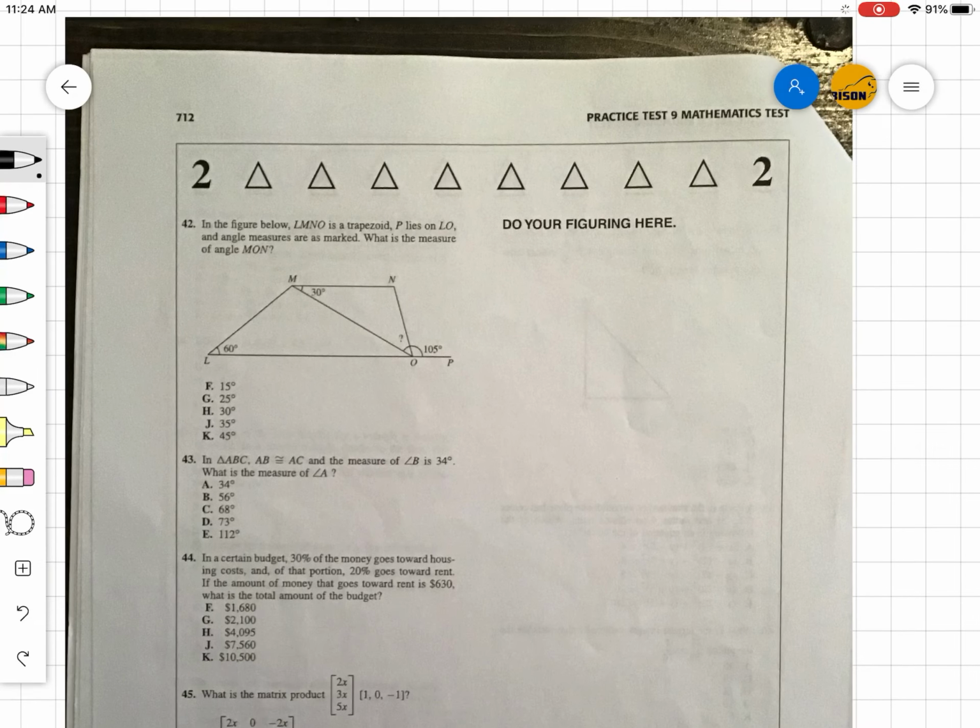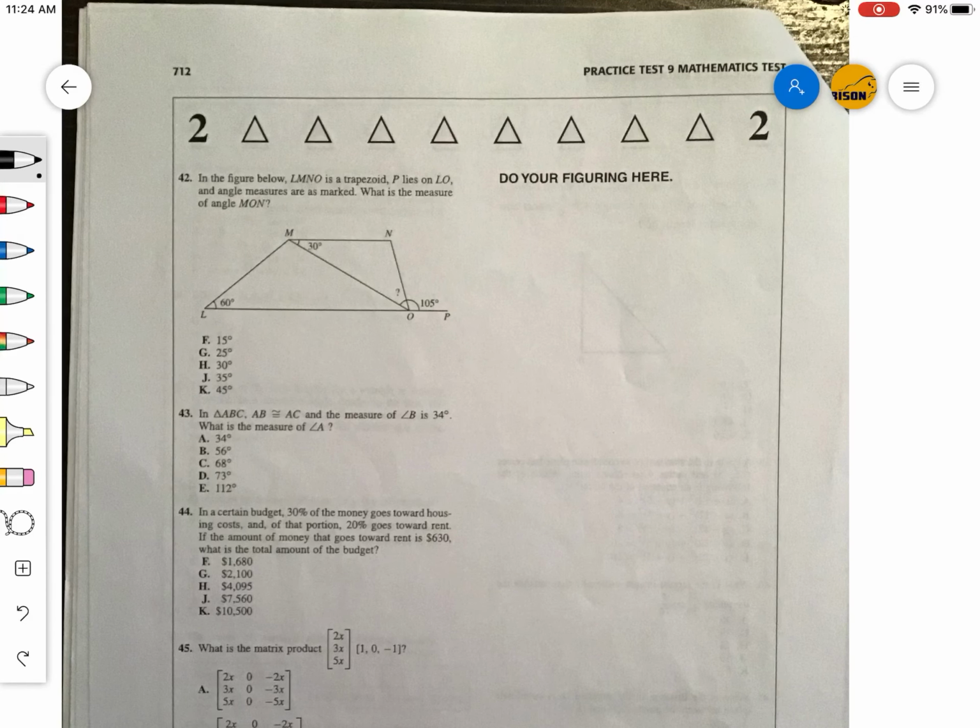All right, 42. LMNO is a trapezoid and P lies on LO. What's the measure of angle MON? So we are looking for this angle right here. Okay. Let's look at our information. We know the bottom left angle is 60. We've got M equals 30 up there. And 105 is not really all that useful to us right now, but it's going to be in a few minutes. Here's what I think we can do.